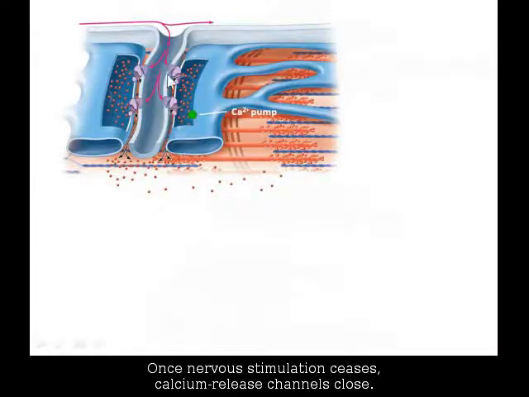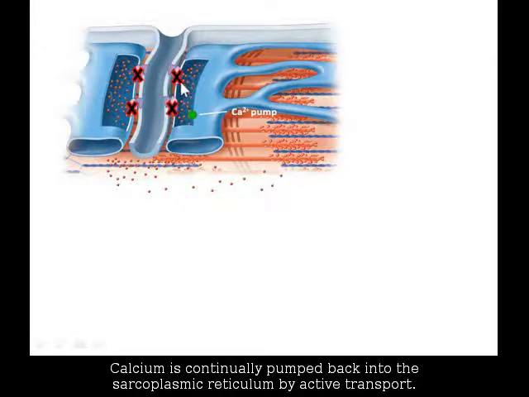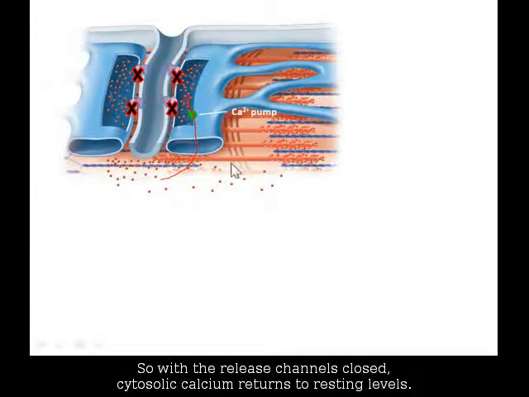Once nervous stimulation ceases, calcium release channels close. Calcium is continually pumped back into the sarcoplasmic reticulum by active transport. So with the release channels closed, cytosolic calcium returns to resting levels.